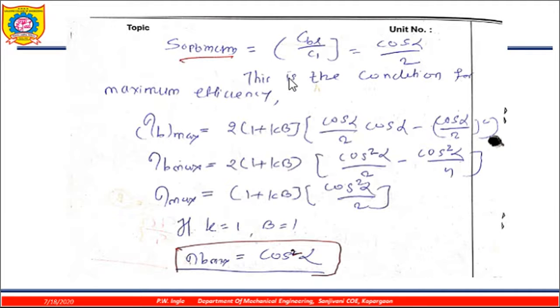By putting this in the equation, you get the maximum efficiency. Finally you get (1 + KB) cos square alpha by 2. If K equals 1 and B equals 1, then you get cos square alpha. So this is the equation for maximum efficiency for an impulse water turbine.